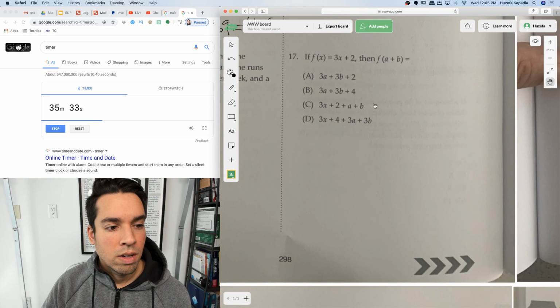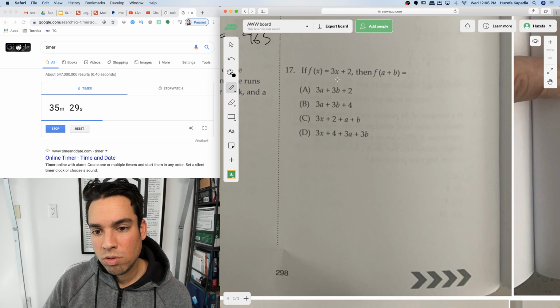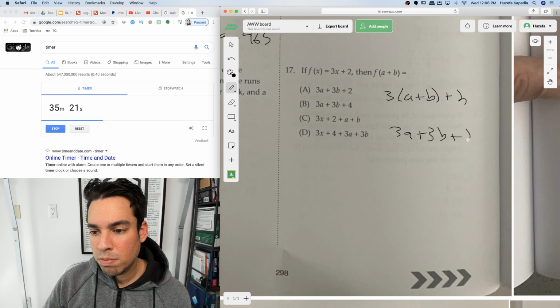17. If f of x equals 3x plus 2, f of a plus b equals. All right. So we're plugging in a plus b for x. So it's 3 times a plus b, plus 2. 3a plus 3b plus 2. This guy.